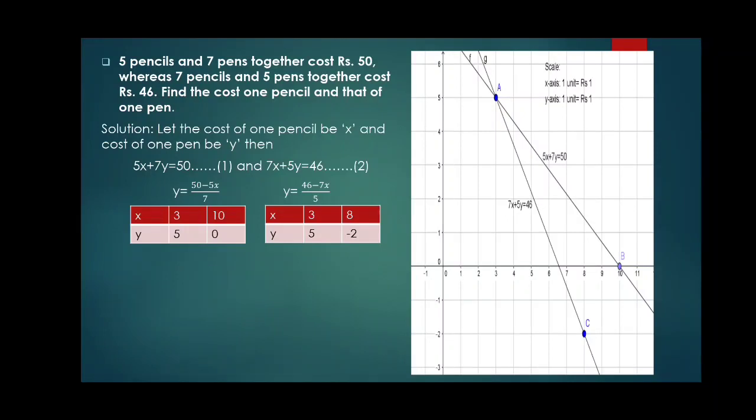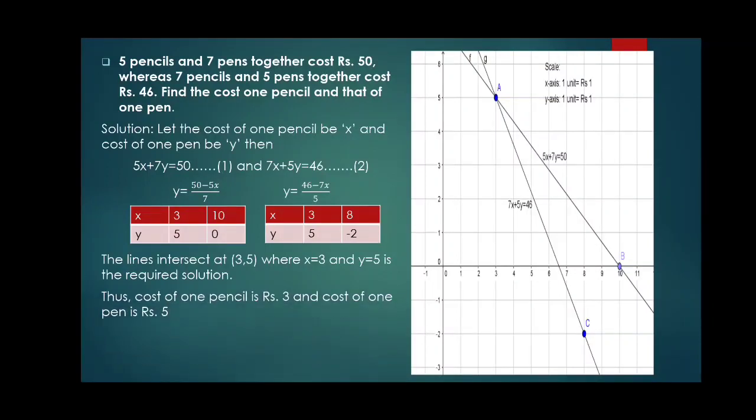AC represents the equation 7x plus 5y is equal to 46, whereas line AB represents the equation 5x plus 7y is equal to 50, and the scale here is, x-axis 1 unit is equal to 1 rupee and y-axis 1 unit is equal to 1 rupee. So the point of intersection, that is point A, is at (3, 5). So the lines intersect at point (3, 5), where x is equal to 3 and y is equal to 5. Then that is the required solution. Therefore the cost of 1 pencil, that is the value of x, is rupees 3, and the cost of 1 pen is rupees 5.